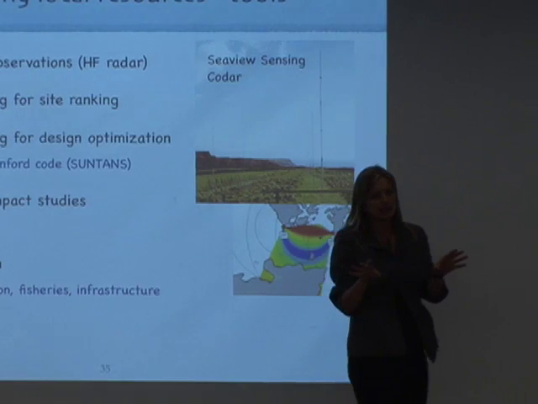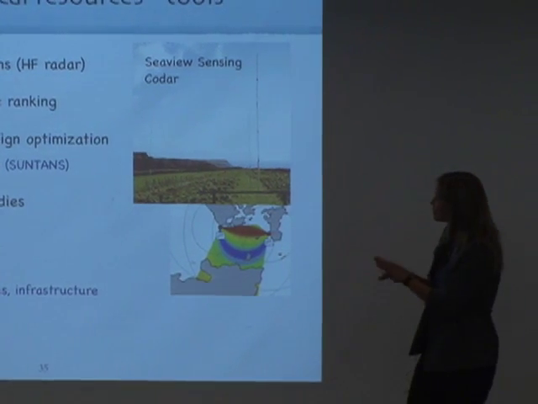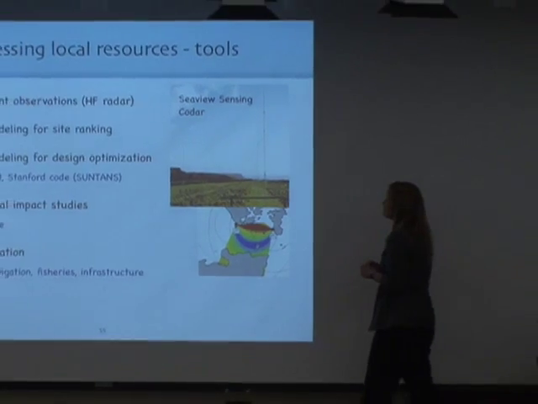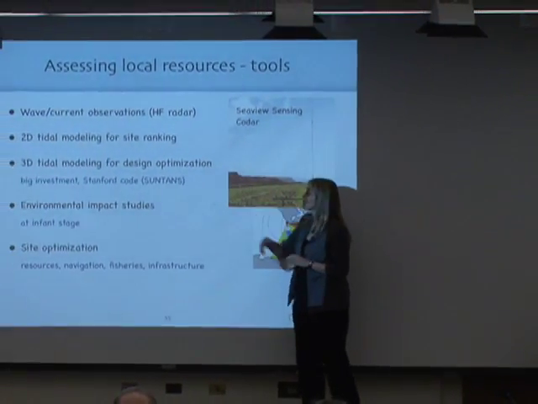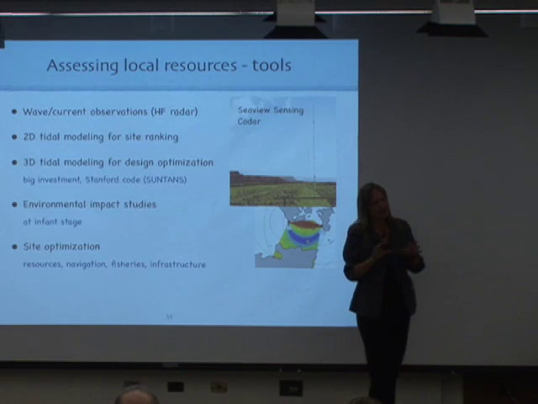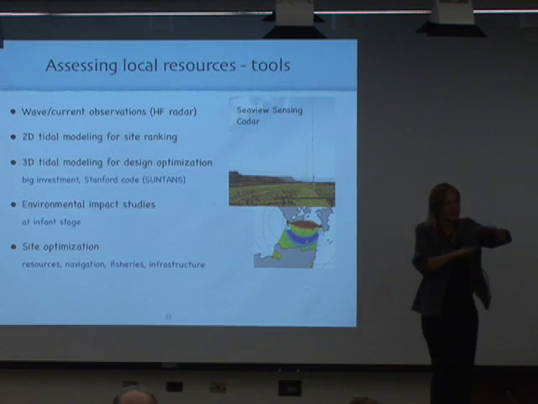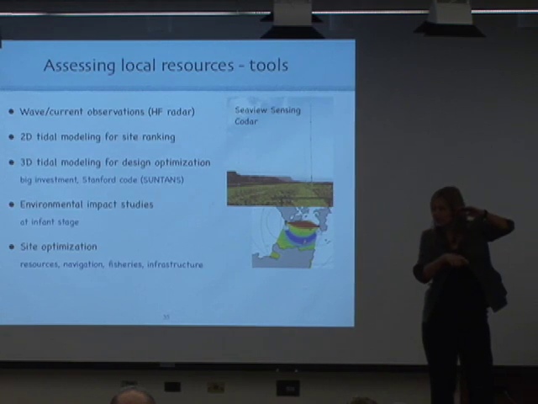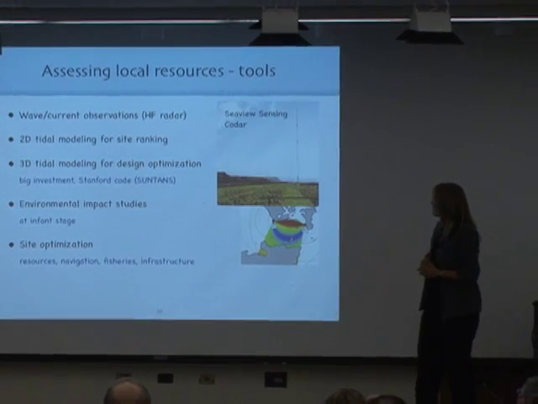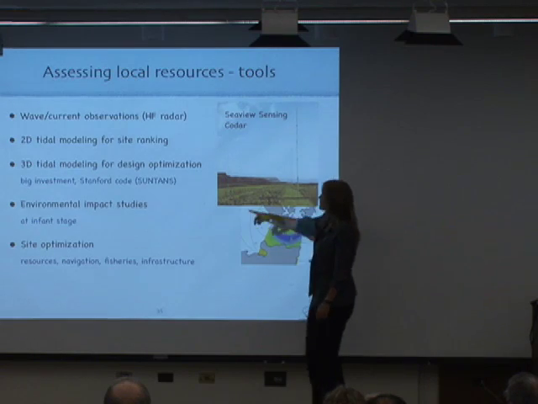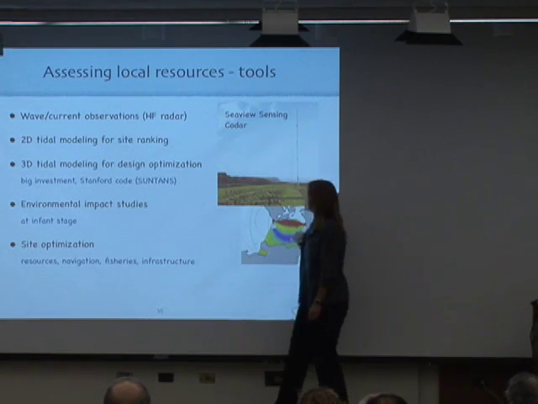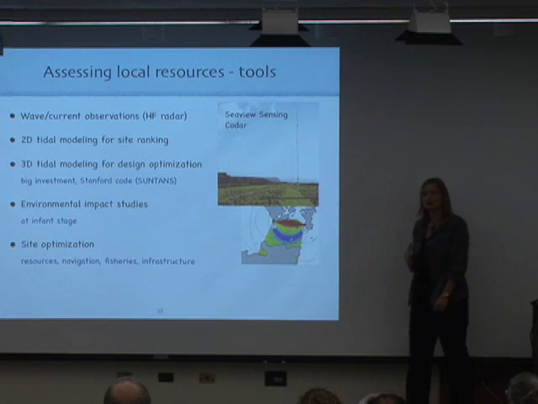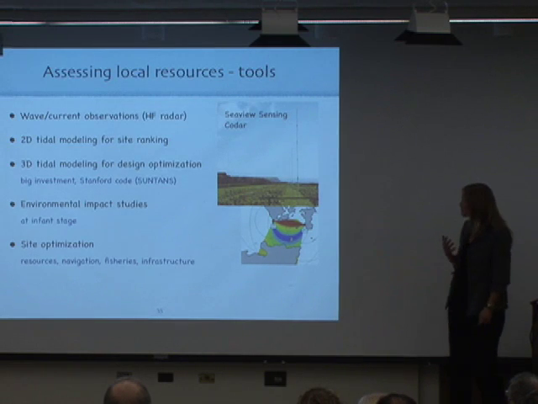When you have a sense of whether you have a world-class resource, you may do some 2-dimensional tidal modeling, very simple tidal modeling for sort of initial site ranking. But then you really need to go to a 3-dimensional full tidal modeling for design optimization, because you need to take into account what's happening in the depth because of bathymetry effects and so on. Now here we can come in. It's a big investment, but there's a code at Stanford called Sundance that I'm also working on that could be used for these sort of assessments.